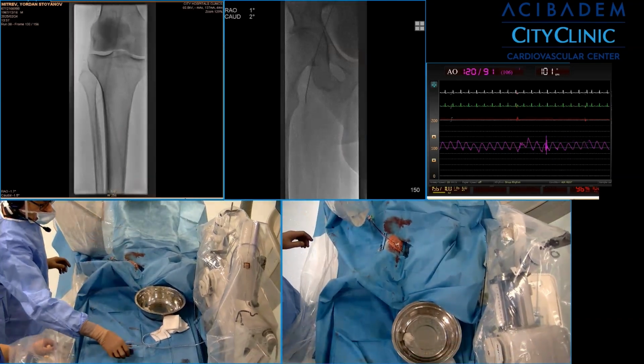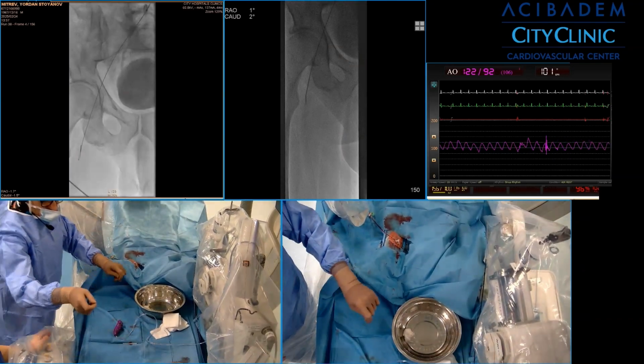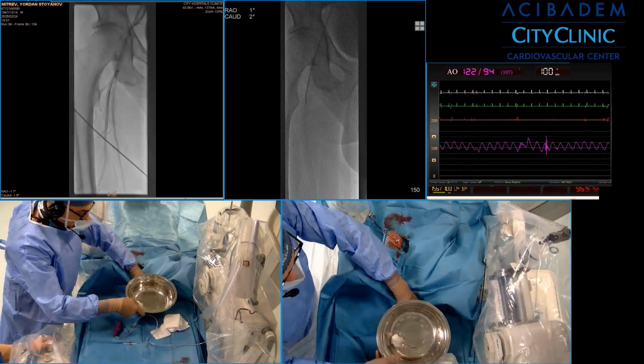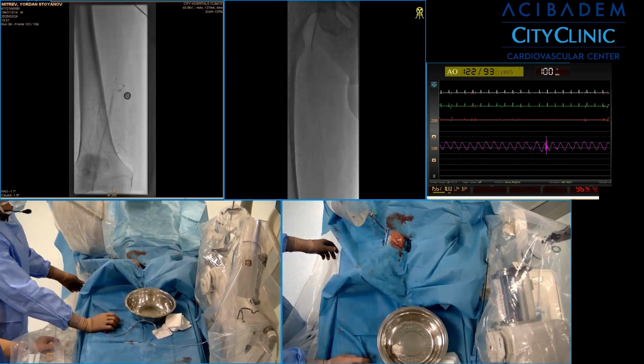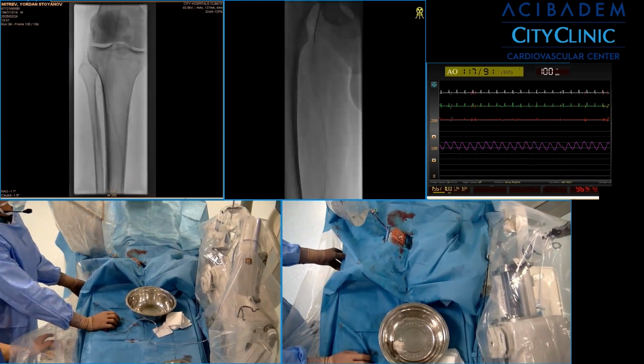We are going to take a look, of course, at the distal runoff. It looks like it's probably not bad because the flow is extremely fast at the level of the previous occlusion.